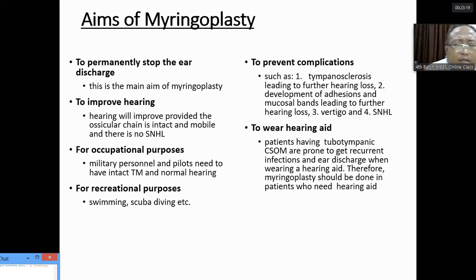These are the aims of the myringoplasty. The aims are important, so we'll be discussing them repeatedly in the other classes also. The first aim of myringoplasty is to stop the ear discharge permanently. The second is to improve the hearing. We cannot say to the patient that after the surgery your hearing will be as normal as previously, but it can come almost to normal according to the audiogram done in the preoperative stage.